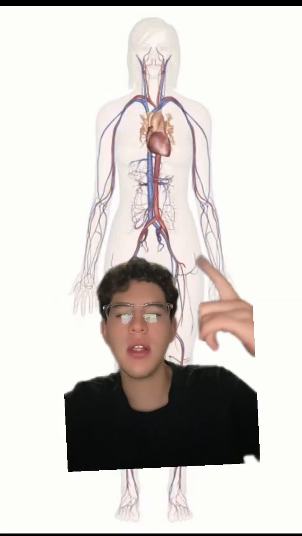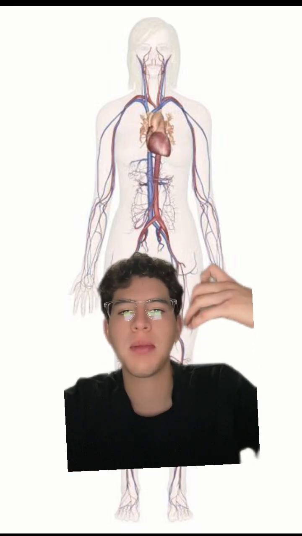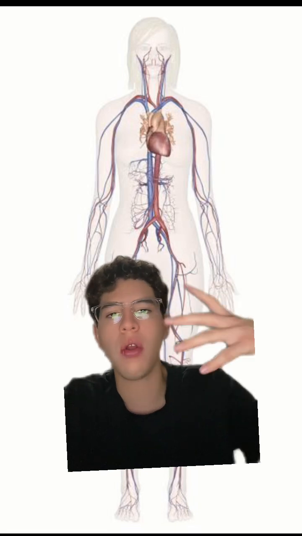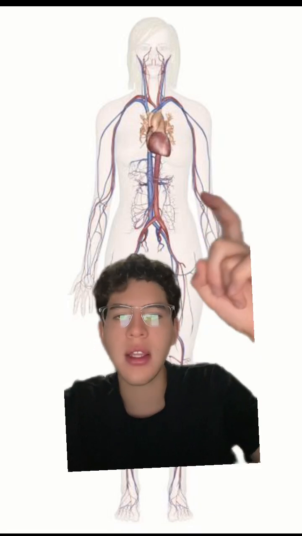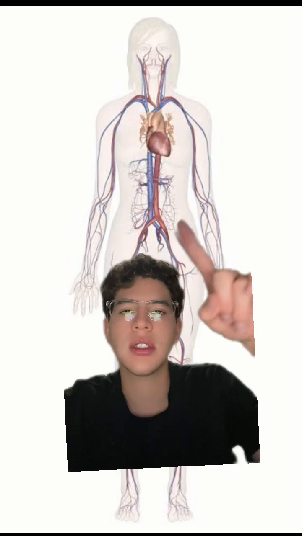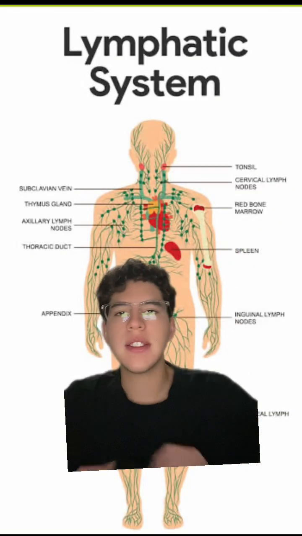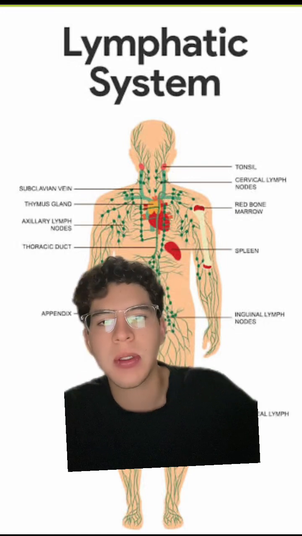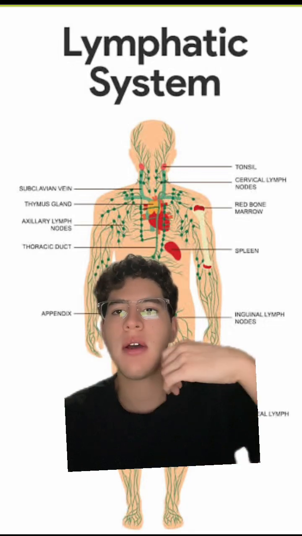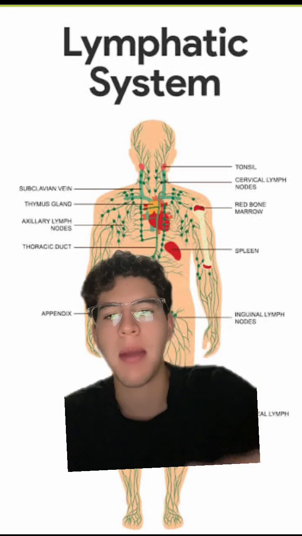The cardiovascular system helps to circulate blood and supplies oxygen through all the body and also removes waste products. It's composed of the heart and the blood vessels, that are arteries, veins, and capillaries. The lymphatic system defends against infections, maintains fluid balance, and absorbs dietary fats. It is composed of lymph nodes, lymphatic vessels, the spleen, and the thymus.